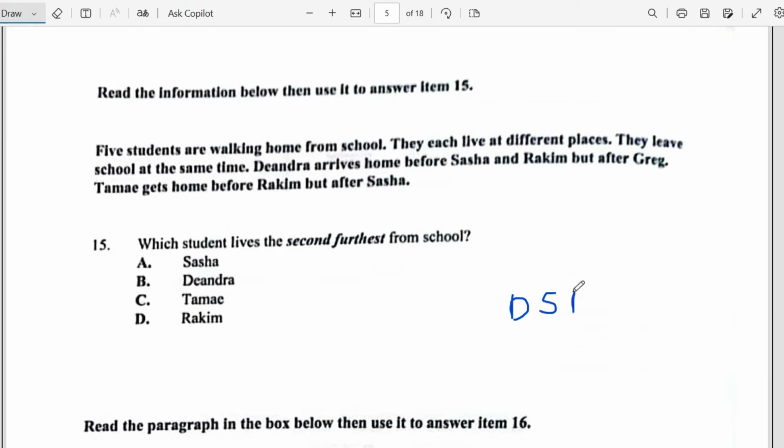I'm using the first letters of the names, but after Greg, so we can see that Greg is here first. And Tamay gets home before Rakim, but after Sasha. So before Rakim, so we'll insert Tamay here, but after Sasha. Let's see it now. Which student lives the second furthest from school? And that would be Tamay, because we can see the order here.